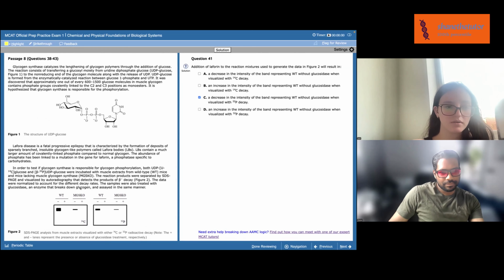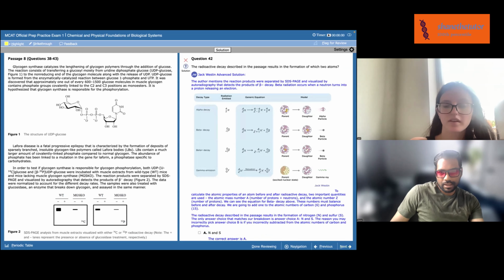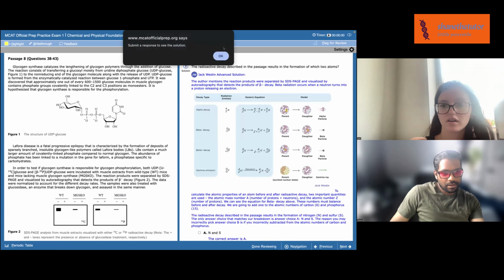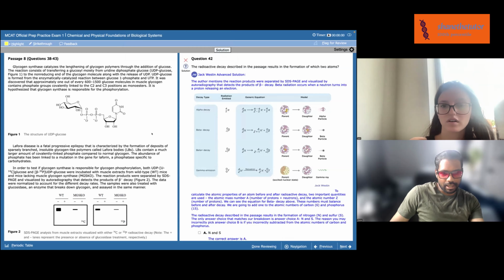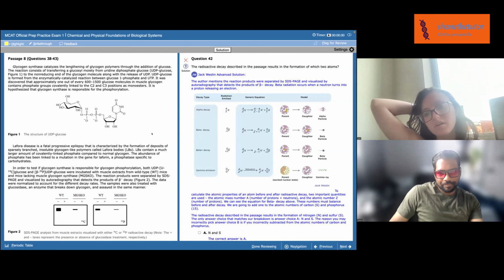I got this one right and it was based off of this. So should we skip it? It makes sense, you're saying? Yeah. All right. Is it the P32? Oh, yep. Another radioactive decay problem.